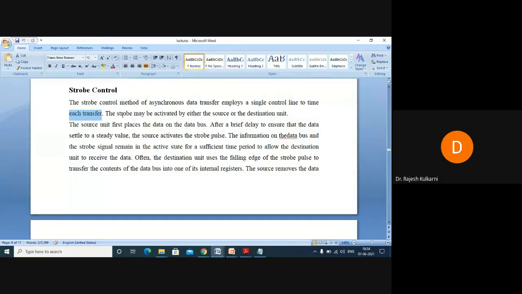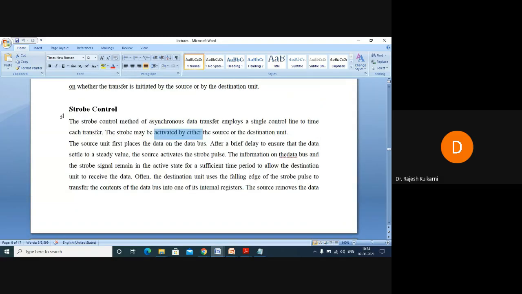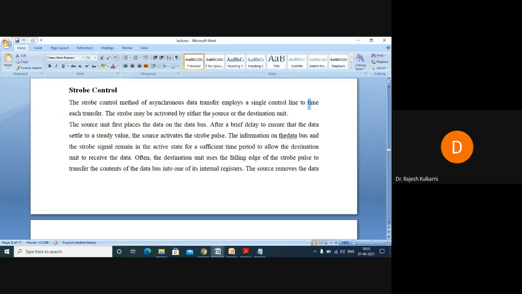This strobe pulse can be activated by the source or by the destination. Let us look at how it happens. Remember once again, what is strobe pulse? This is used for asynchronous data transfer. It has a control line. What is the purpose of a control line? For timing of each transfer. Who can give the strobe pulse? The source or the destination. Whoever wants to initiate can initiate.